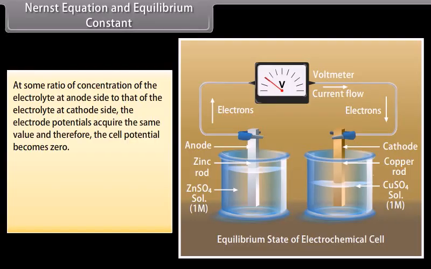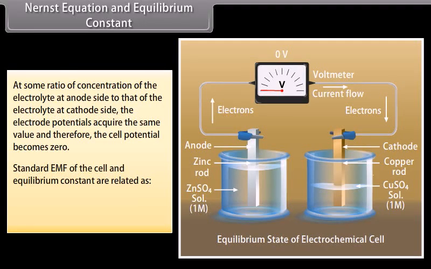Ultimately, at some ratio of concentration of the electrolyte at anode side to that of the electrolyte at cathode side, the electrode potentials acquire the same value and therefore the cell potential becomes zero. At this stage, the electrochemical cell stops working and the cell is in a state of equilibrium. By knowing standard EMF of the cell, equilibrium constant for the cell reaction can be calculated as E°_cell = (0.059/n) log Kc.